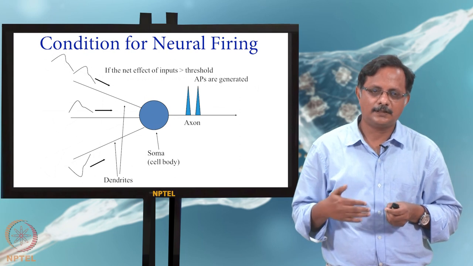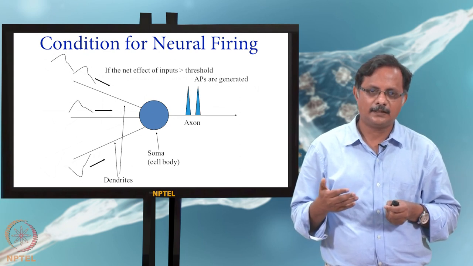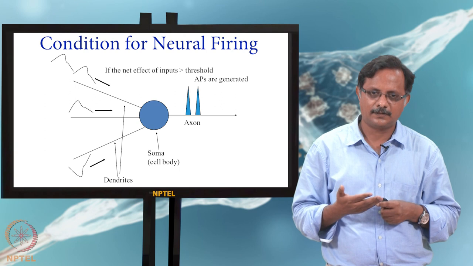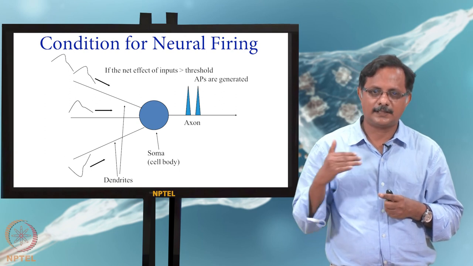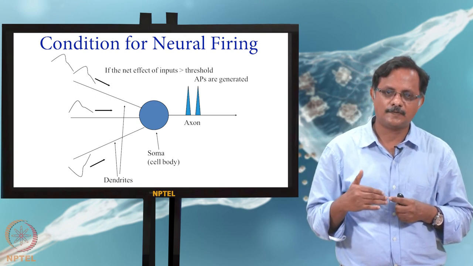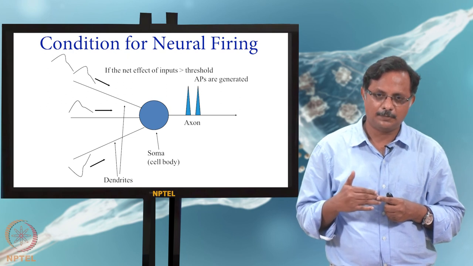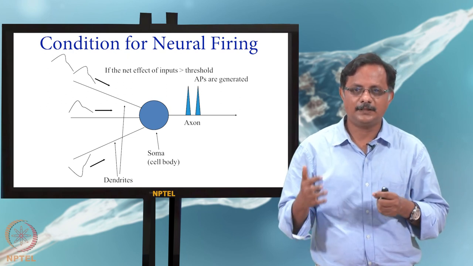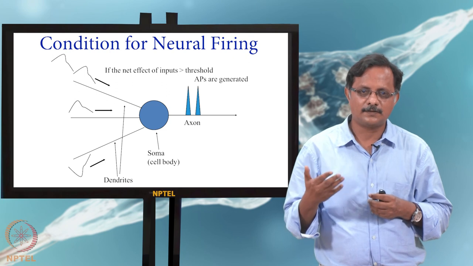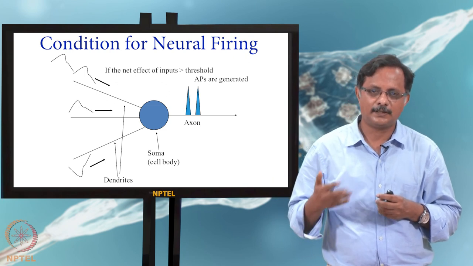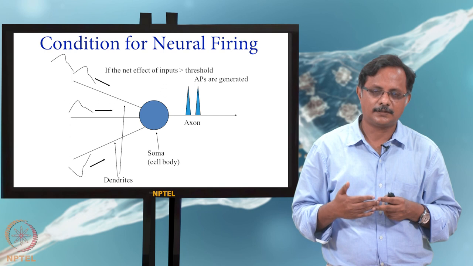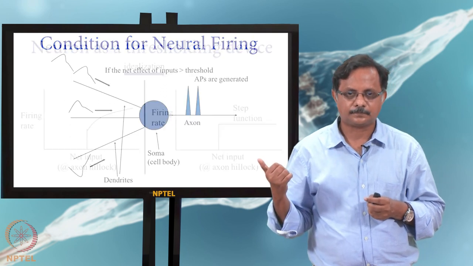Whereas in this example, in the topmost dendrite, there are two EPSP waves flowing in. In the middle one, there is only a single EPSP wave flowing in. In the bottom one, there is a single IPSP wave coming in. When all of them add up in the soma, the positives dominate the negative. Therefore, the soma gets excited and produces action potentials, which propagate down the axon.